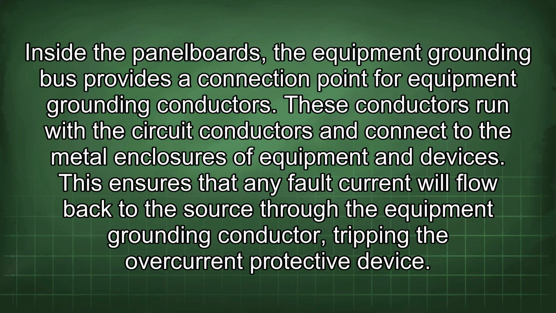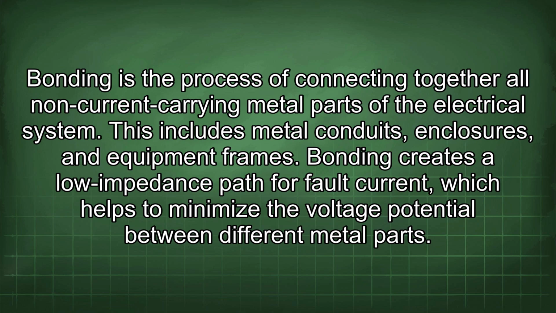Inside the panel boards, the equipment grounding bus provides a connection point for equipment grounding conductors. These conductors run with the circuit conductors and connect to the metal enclosures of equipment and devices. This ensures that any fault current will flow back to the source through the equipment grounding conductor, tripping the overcurrent protective device. Bonding is the process of connecting together all non-current carrying metal parts of the electrical system. This includes metal conduits, enclosures, and equipment frames.